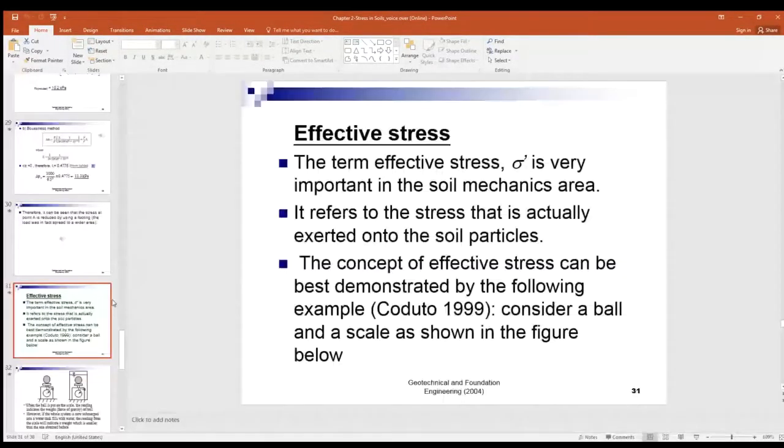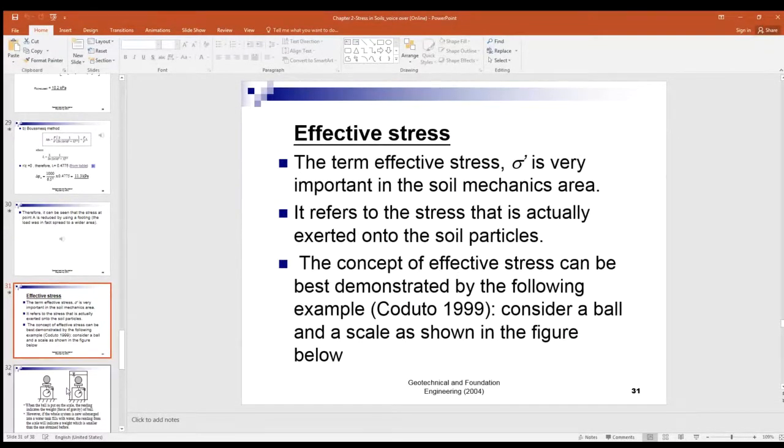Okay, we'll start our lecture now on effective stress. This is the remaining part of chapter 2. Effective stress in Chinese, 有效應力. It's a very important concept in soil mechanics. It's a milestone development in soil mechanics that we have this concept, effective stress.